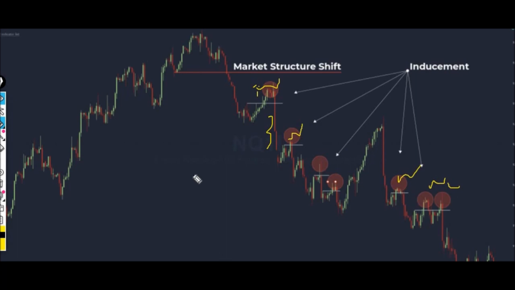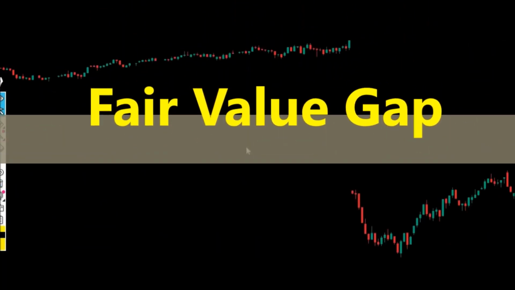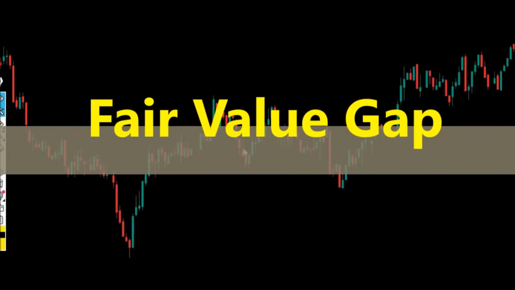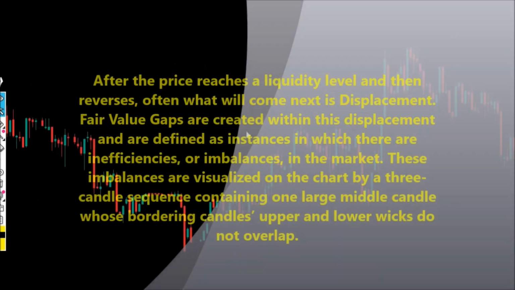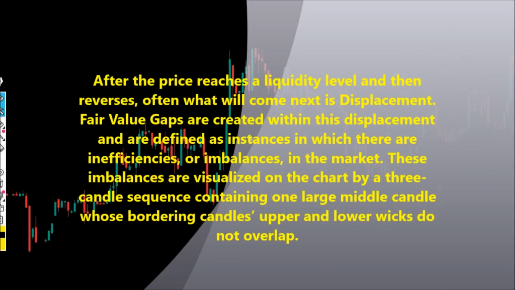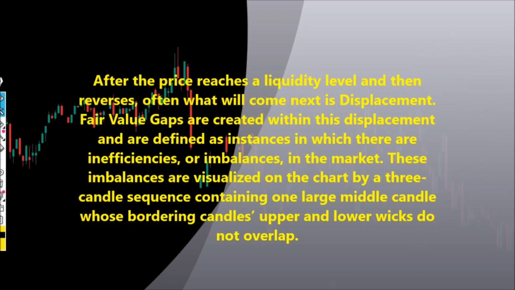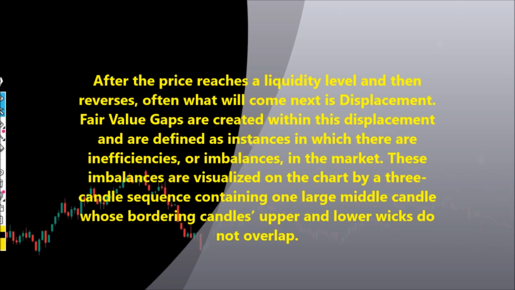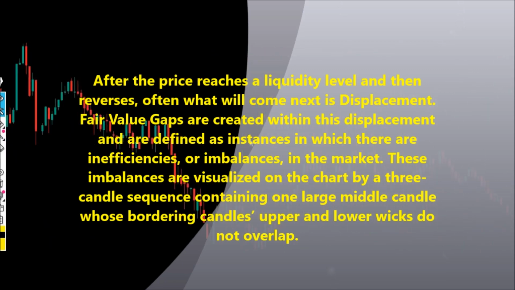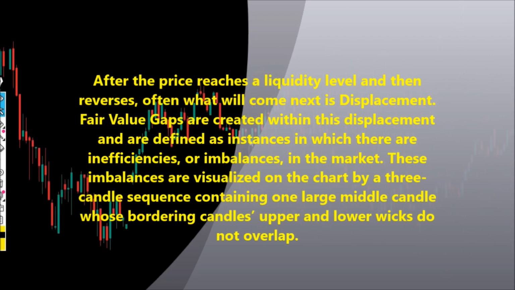Okay, so guys, let's look at our final concept, what we call a fair value gap. I know most of you know a fair value gap as FVG. That is actually very correct. After the price reaches a liquidity level and then reverses, often what comes next is displacement. Fair value gaps are created within this displacement and are defined as instances in which there are inefficiencies or imbalances in the market.